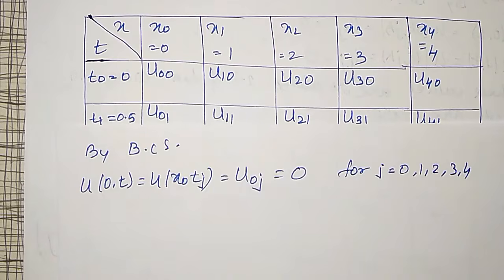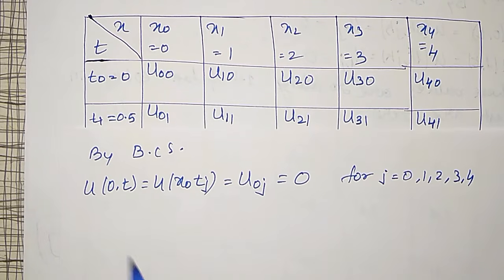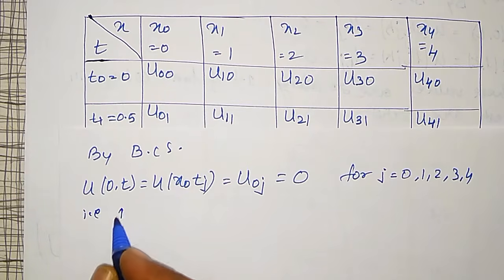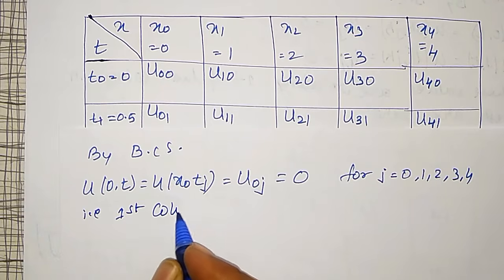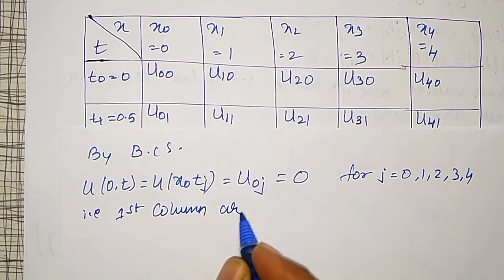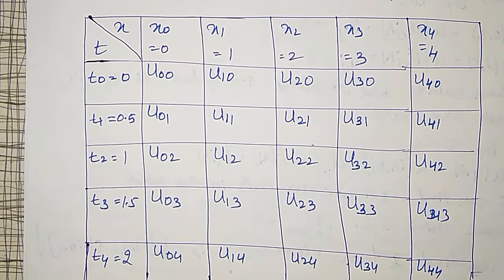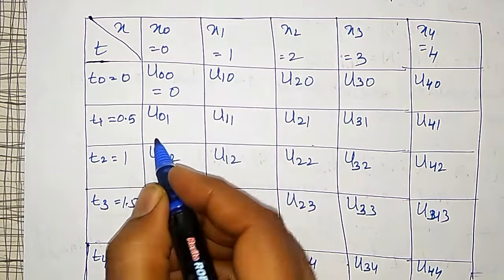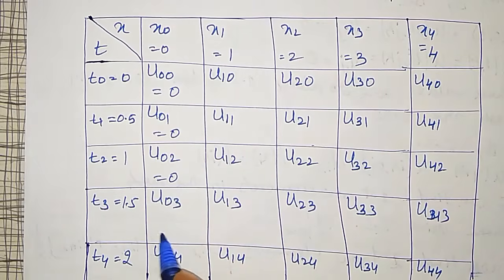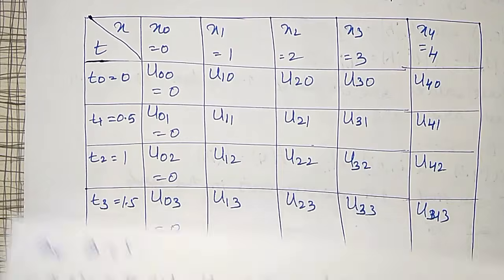Using the condition u of 0 t, x naught 0, for x naught, tj, therefore 0 j is equal to 0, that is, first column are 0 elements, correct. I will write in the table also, first column this is equal to 0, this is equal to 0, this is also equal to 0, this is equal to 0 and this is also equal to 0. Okay, like that, using another boundary condition.